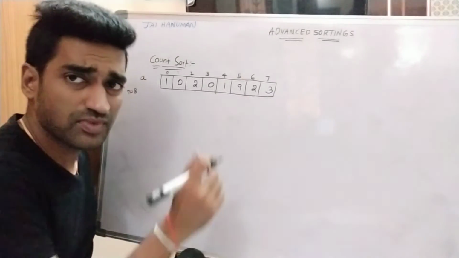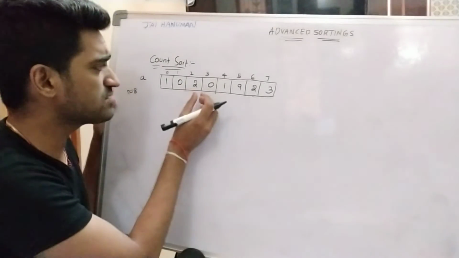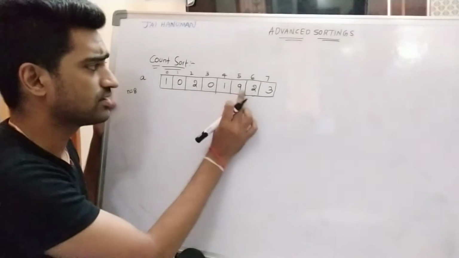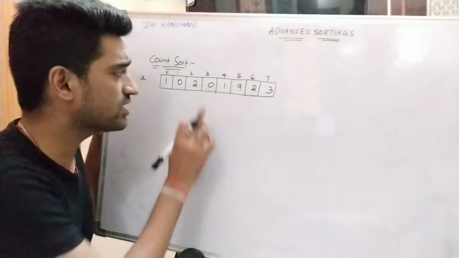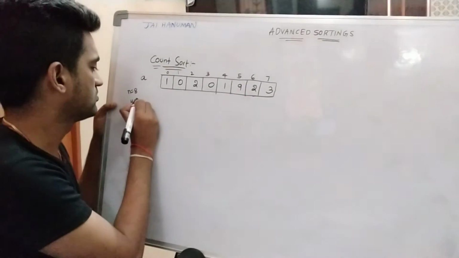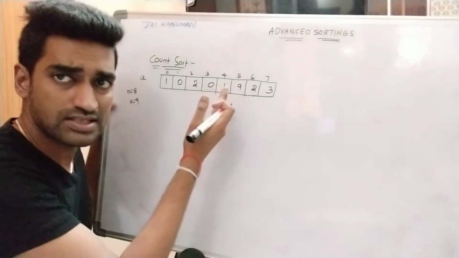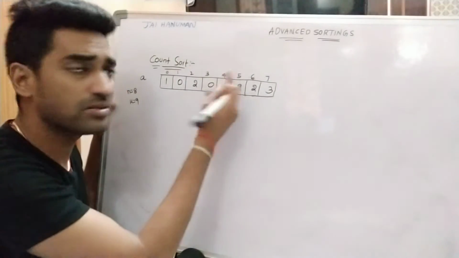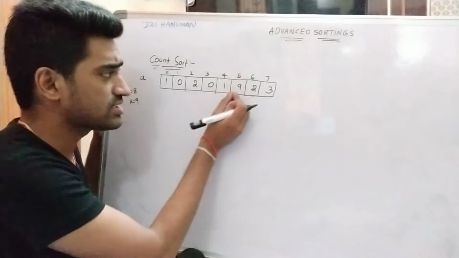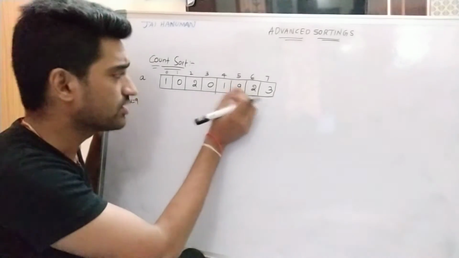So how to choose a k value? What is the maximum value in this array? 9. The minimum value is 0. So k is equal to 9. For suppose the maximum element in an array is 20, then the k value is said to be 20. So the maximum element present in the array is said to be the k value.